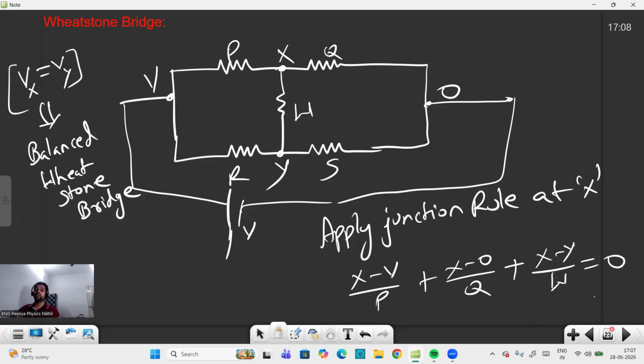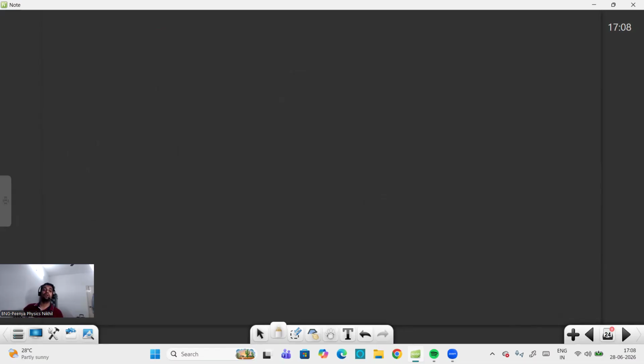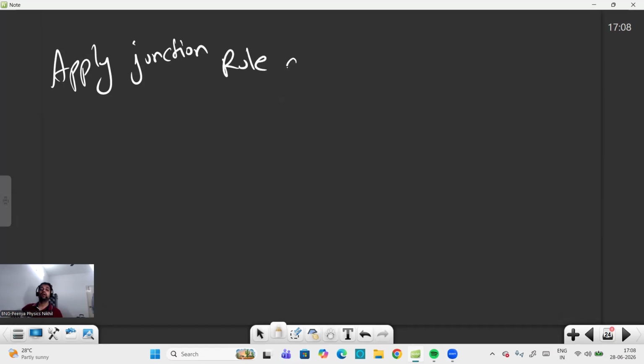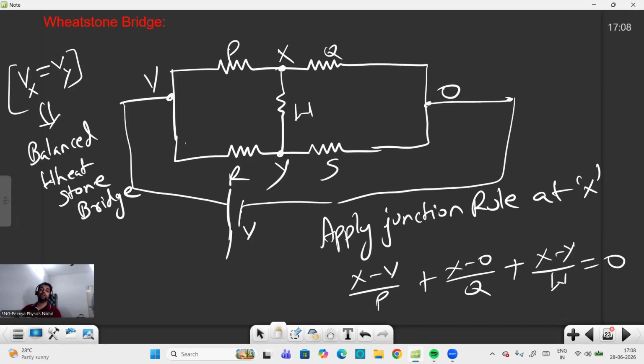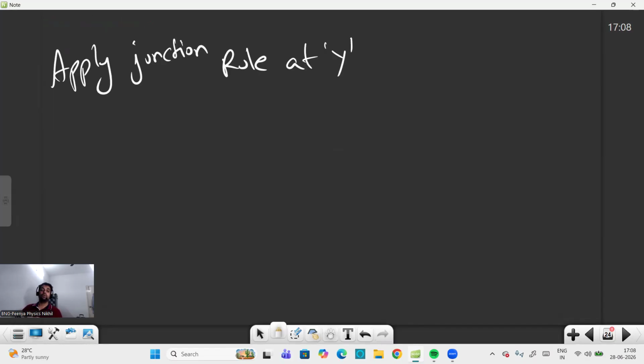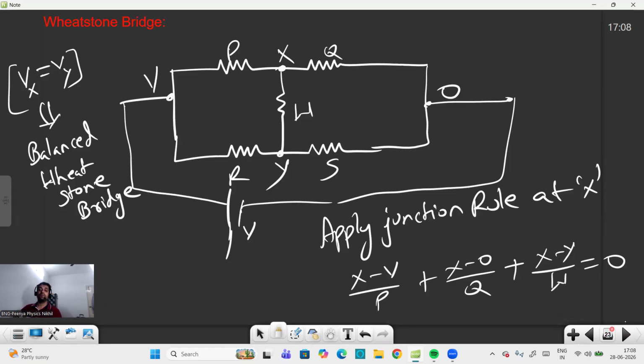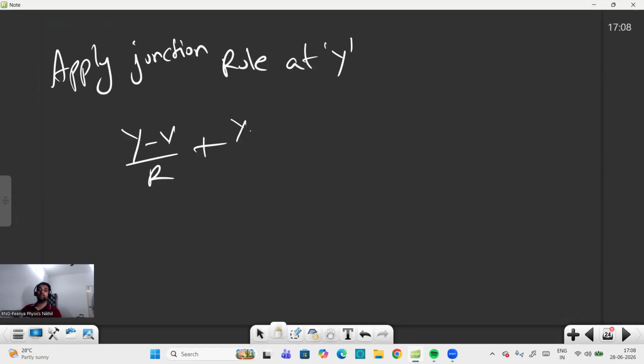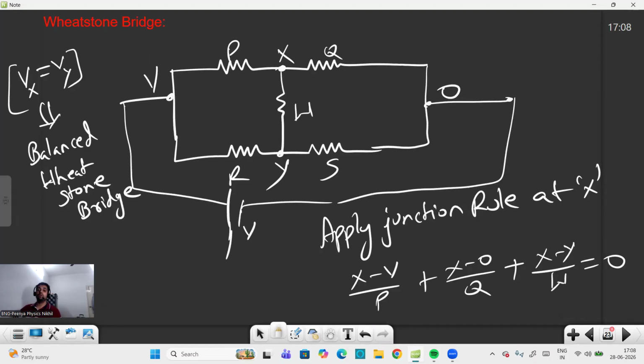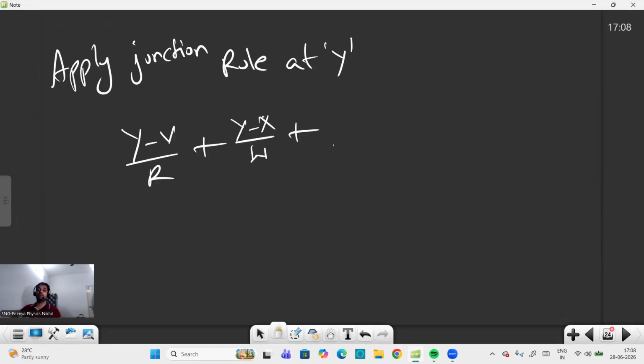Similarly, apply the junction rule at Y. Correct? When we apply the junction rule at Y, it will be written as (Y minus V) divided by R plus (Y minus X) divided by W plus (Y minus 0) divided by S equals 0.